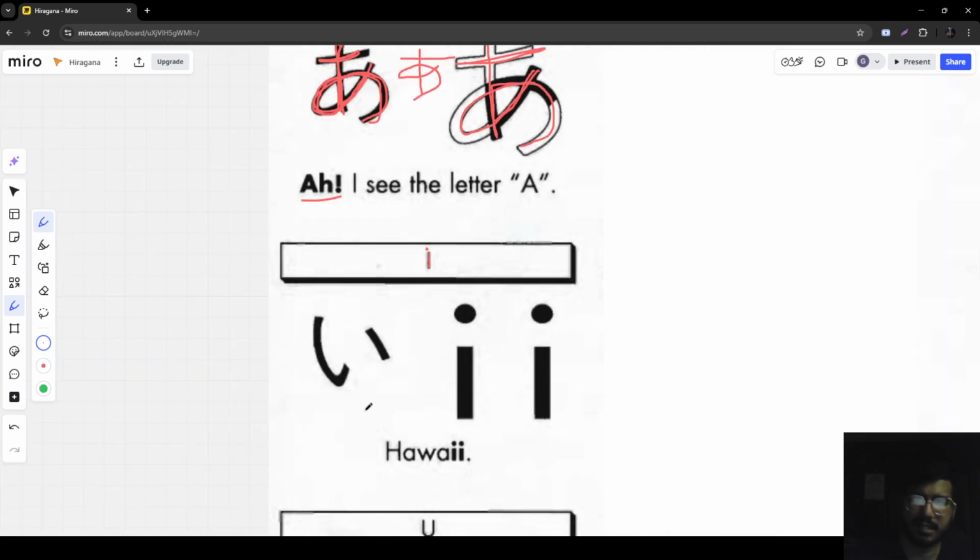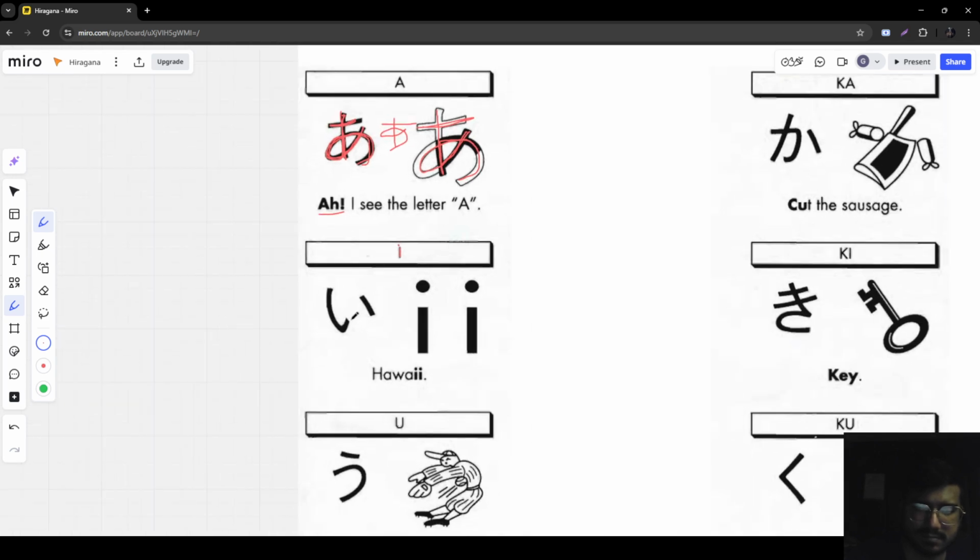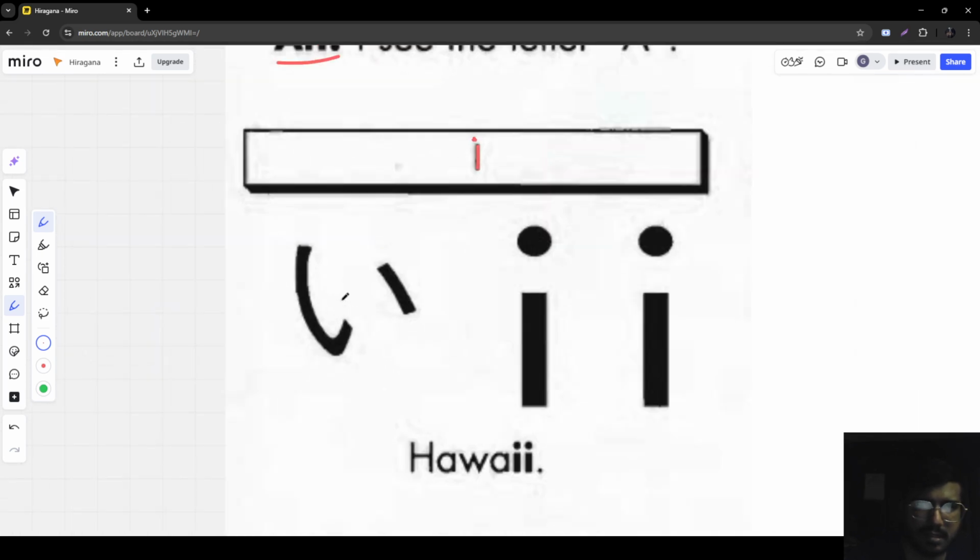How while speaking Hindi we say E, we don't say I, we say E. Same way, this is E, right? So इसको कैसे याद रखें? How do we remember this?